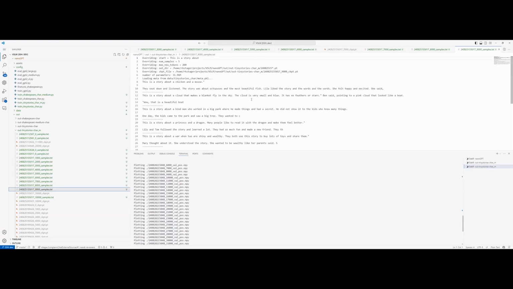Oh, okay. So here, by the end of this 9,000 training, this is a story about octopuses and most beautiful fish. So it's knowing some things fit together. One day the kids came to the park and saw a big tree. This is a story about a prince and a dragon. It makes them feel better. So it's not literary yet, but it is starting to get some association of words that kind of make sense to go together.